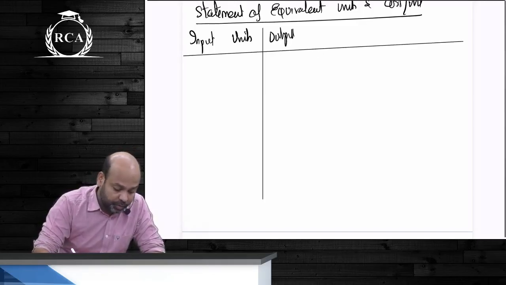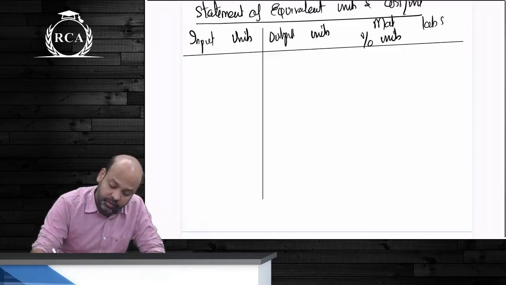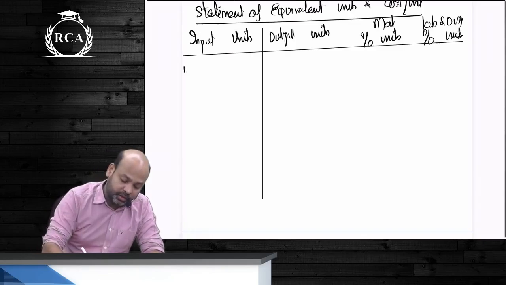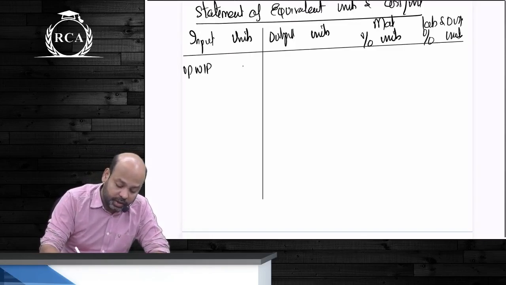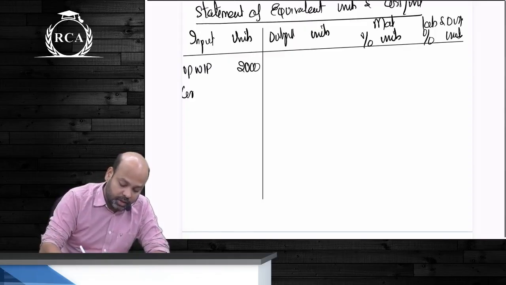Input units, output units. Beta, you will write material percentage units, labor and overheads percentage and units. Pay attention, guys, all of you, stop writing. Opening work in progress, how many units? 2,000. Current month input, beta, is how many units?